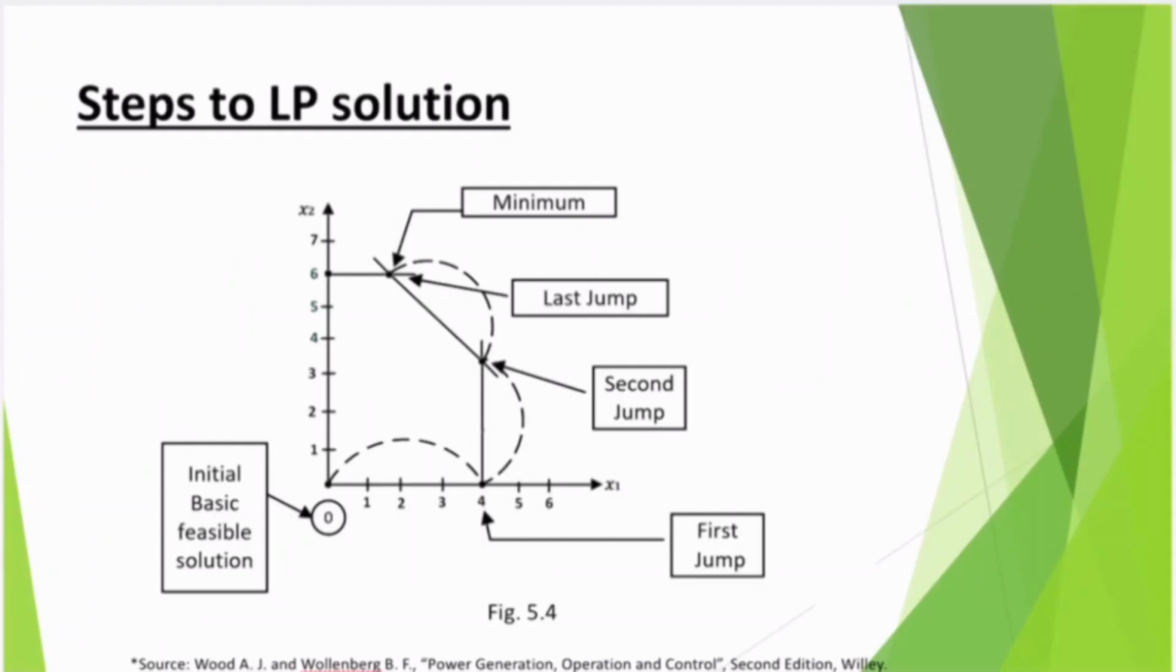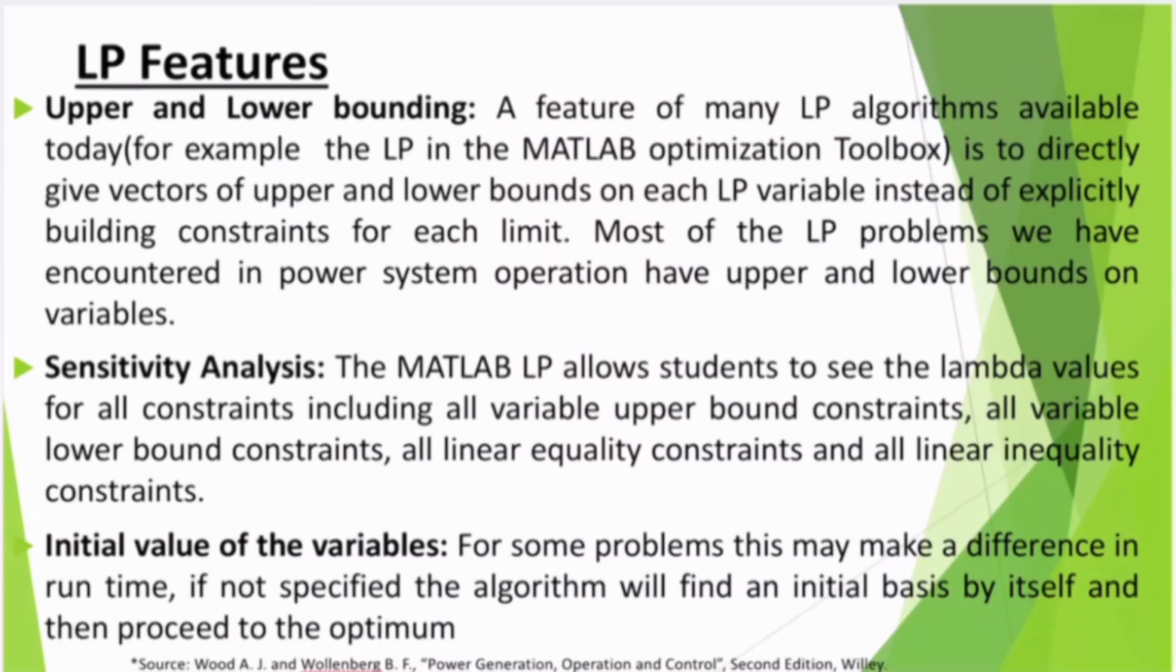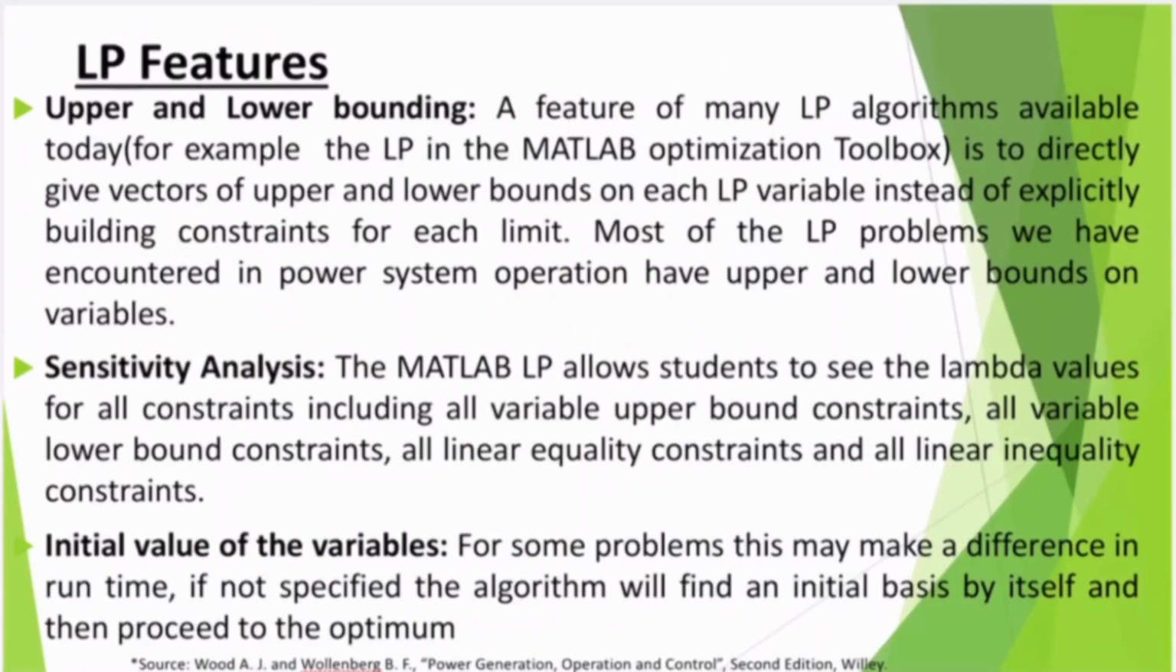So this is how it works graphically. You have an initial point, then you move to a first jump, then a second jump, then the last jump, and finally you get a solution that you have proved graphically. Now this can happen in a mathematical way also. There are different linear programming features, and what I wanted to highlight here is that all are requested to get into the LP tool of MATLAB, where any linear optimization problem can be solved, and you can also use different textbooks to understand more about linear programming.